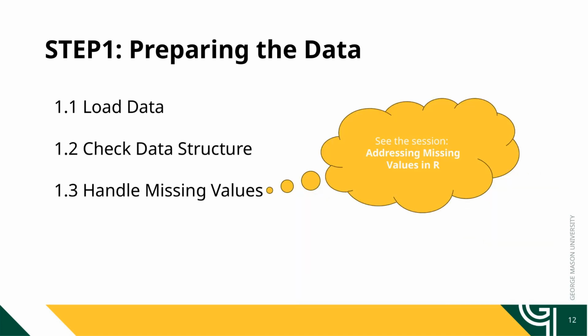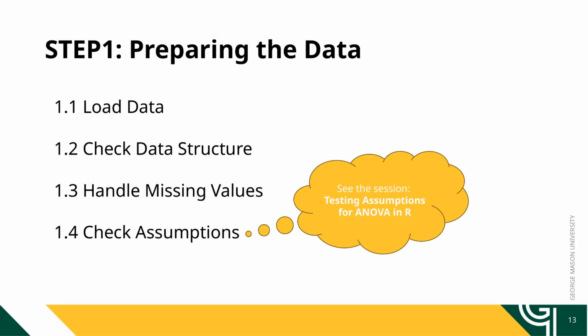Dealing with missing values is crucial when preparing data, and various methods can be applied based on the nature of the data. Please review the session on addressing missing values in R. Check ANOVA assumptions to ensure your data is suitable. For details, refer to Testing Assumptions for ANOVA in R. Ensure your variables are in the correct format, converting them to factors if needed.